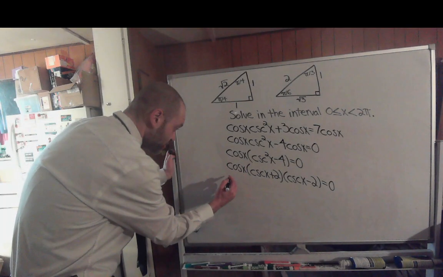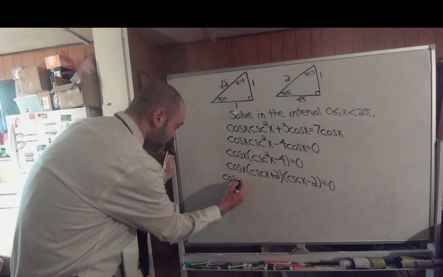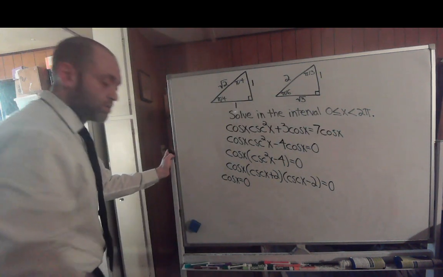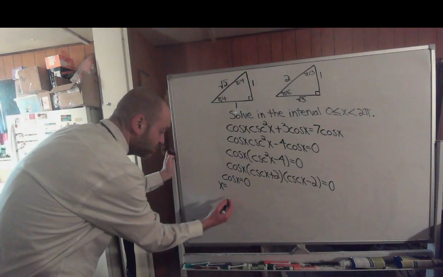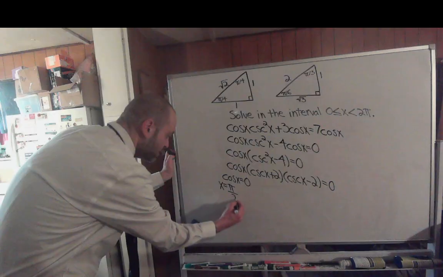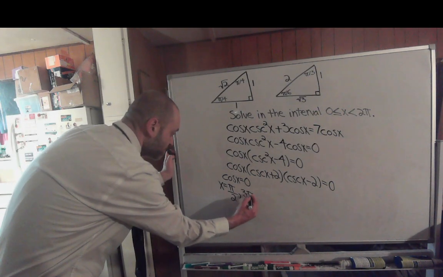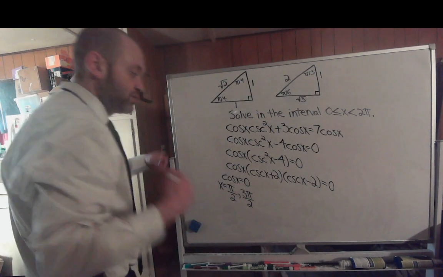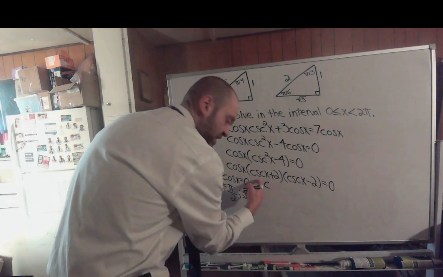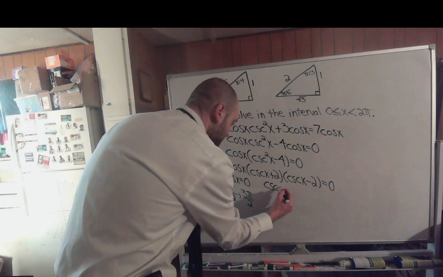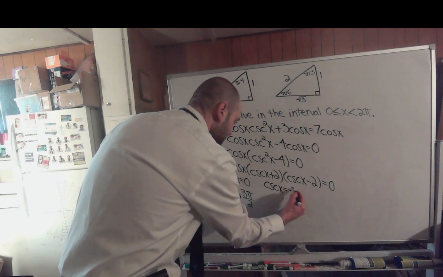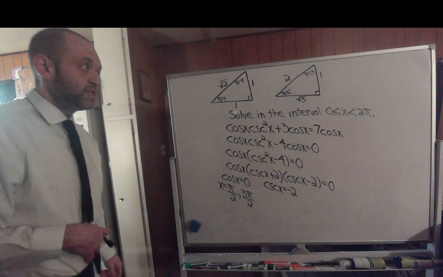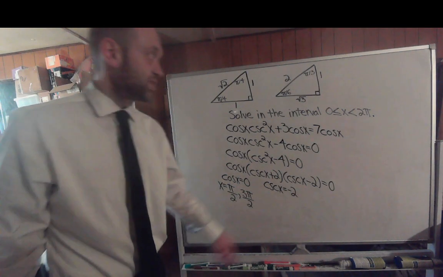Of course, we'll have cosine of x equals 0. Where in this interval does the cosine of x equal 0? That, of course, is going to be at x equals pi over 2 and 3 pi over 2. And then let's take the cosecant of x plus 2 equals 0. That would give us the cosecant of x equals negative 2. Well, where does the cosecant of x equal negative 2? Remember, cosecant is the reciprocal of the sine function.